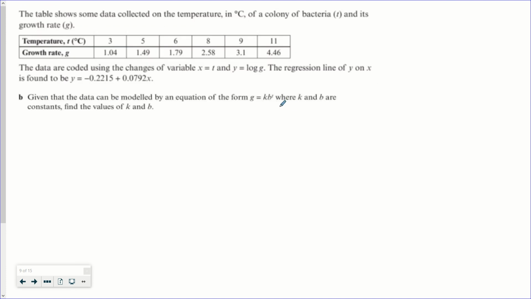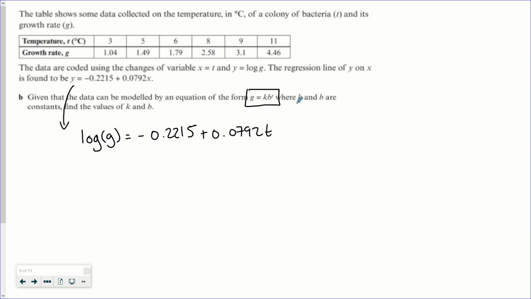In part B, we're asked to find the missing values k and b in this model. So we're told that this is the actual model, and we need to find the constants. So let's take this equation that we get given. This is the equation that we know is true, and we know that y is log g, and that's minus 0.2215 plus 0.0792, and x is actually t. So that's one relationship that we definitely know is true between log g and t.